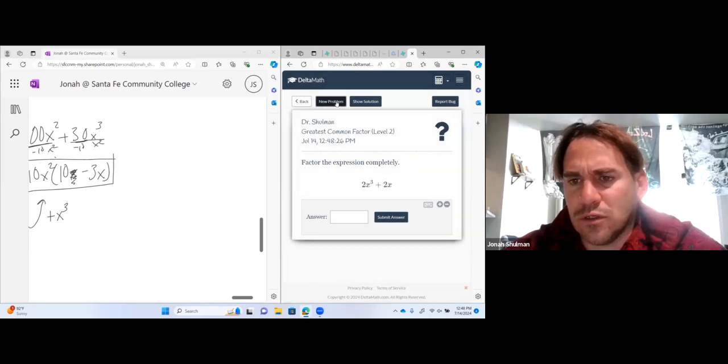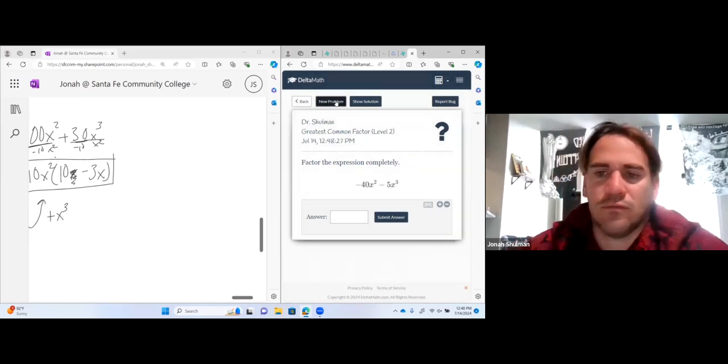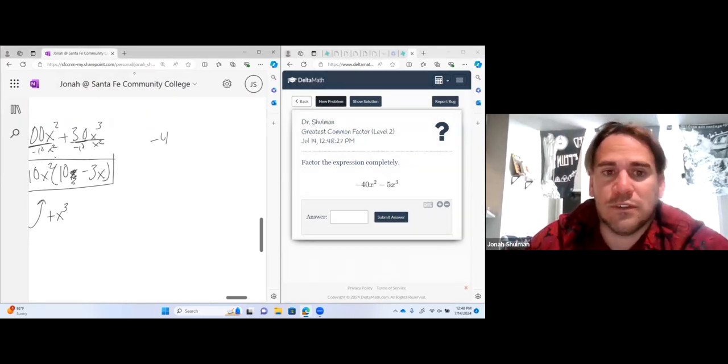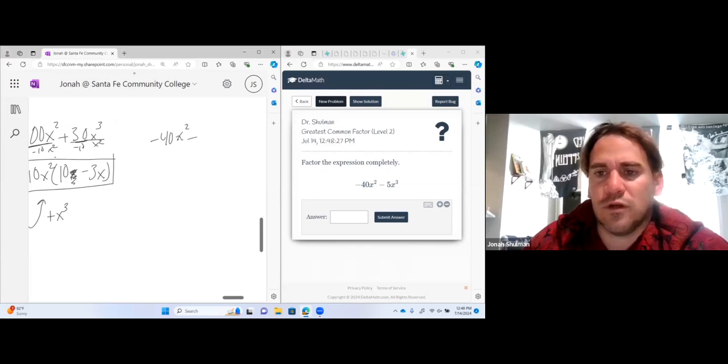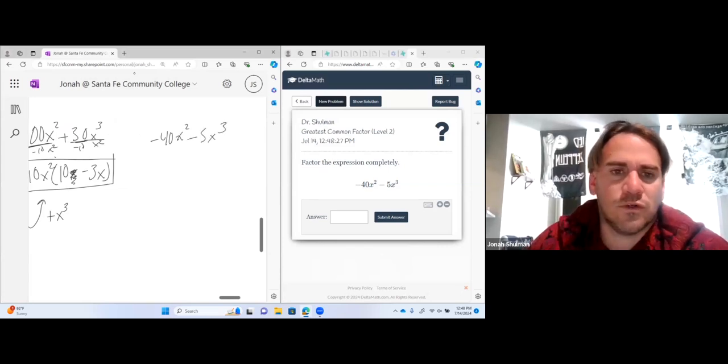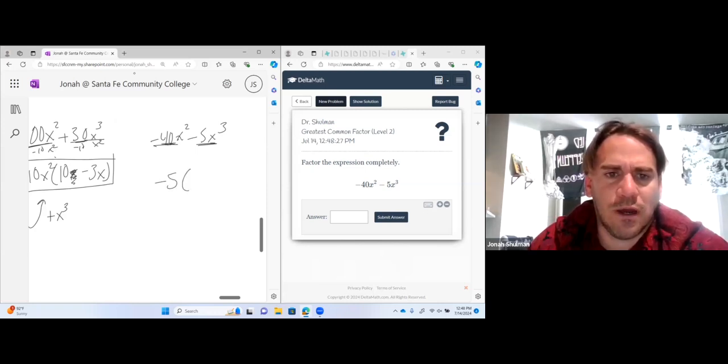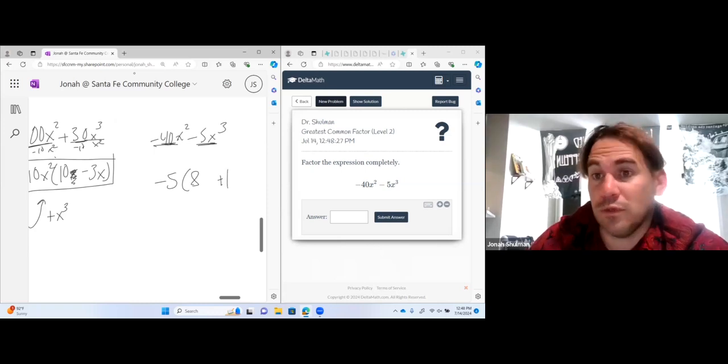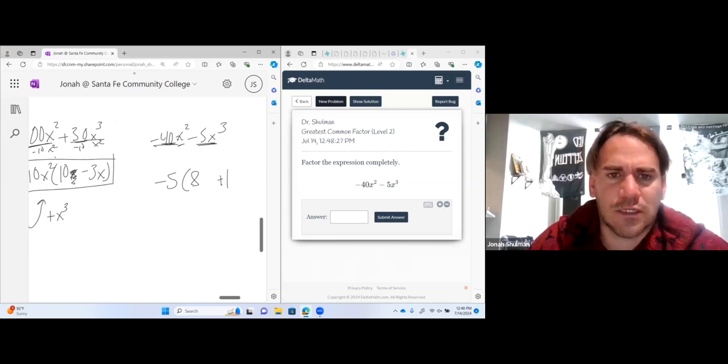Let's do a harder one. Harder. There we go. I won't mess it up this time. Negative 40x squared minus 5x cubed. The first thing I'm going to pull out is a negative 5. So this is going to be a positive 8. And then this is going to be a positive 1, but we don't need the 1. Then I'm going to pull out an x squared from both.